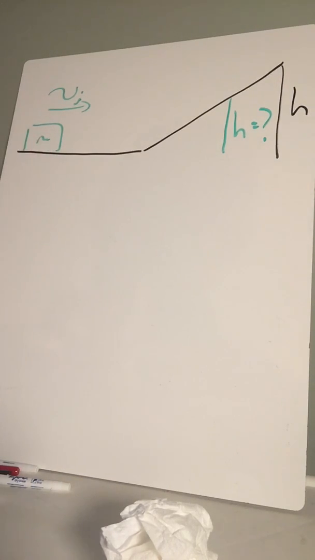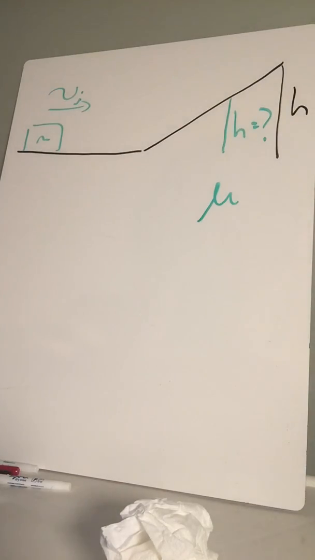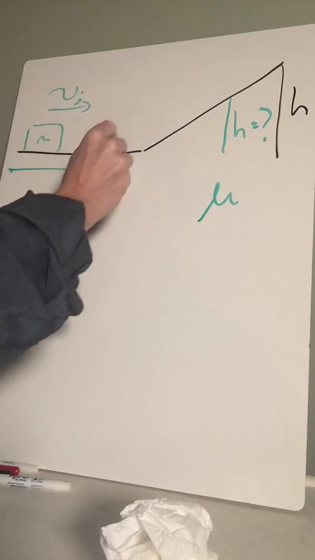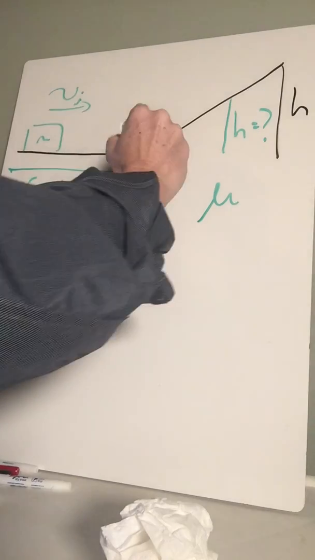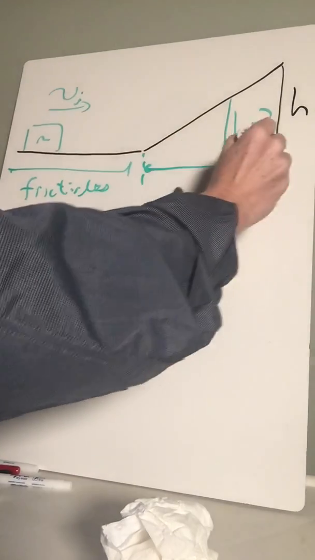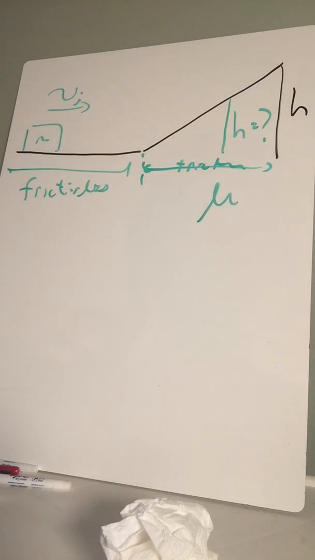Let's also say we know mu. So we have an idea of the coefficient of friction. Let's declare this frictionless and friction's on the incline. All right.